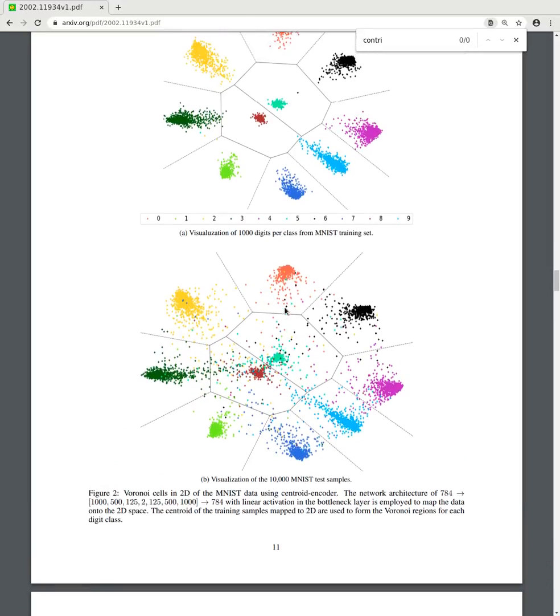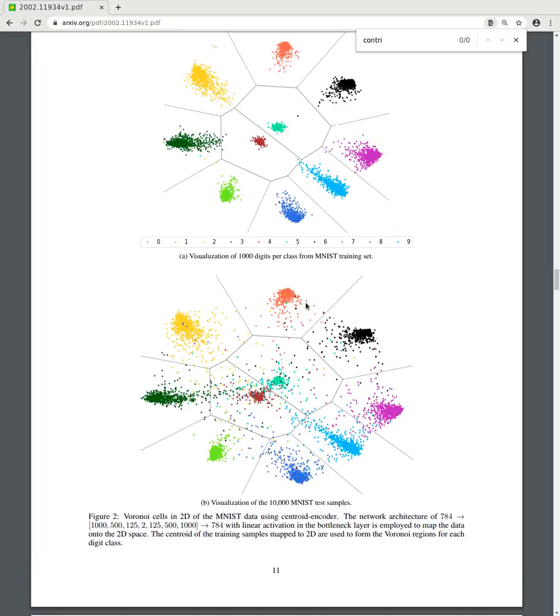And here on the bottom, we can see a visualization of the test data, where similarly to the original training set, the data is separated in their cells, but because it's test data, it was not trained for, you can see that the data also are spread into other cells.